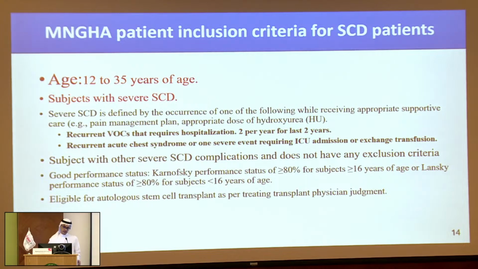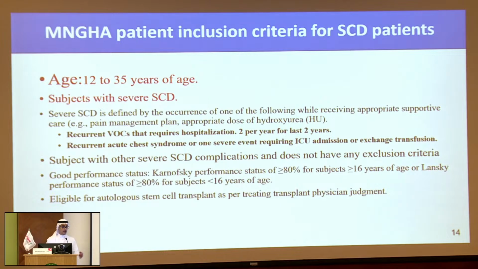Currently, the subjects are severe sickle cell. We defined that by recurrent VOC, more than 2 per year in the last 2 years, requiring hospitalization despite using hydroxyurea and other things. So these are indications that it is severe, and also recurrent acute chest syndrome as one of the main indications, or severe disease that's causing ICU admissions and frequent exchange.